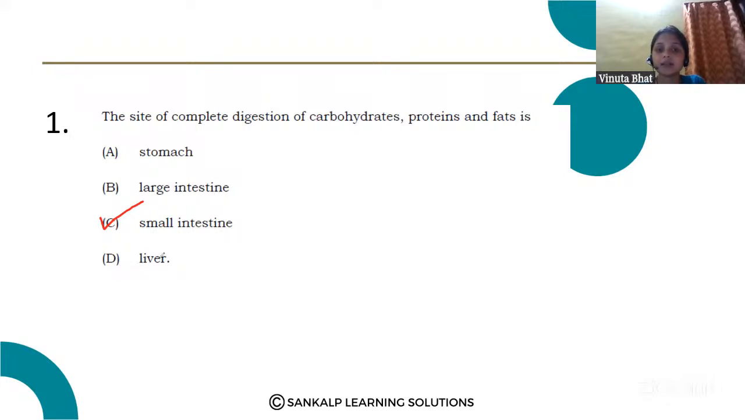In the liver there is no special digestion process, but in the stomach the partial digestion of the protein takes place. Then in the large intestine, absorption of some water and some other material takes place, but maximum absorption takes place in the small intestine only. So the correct answer is option C, small intestine.